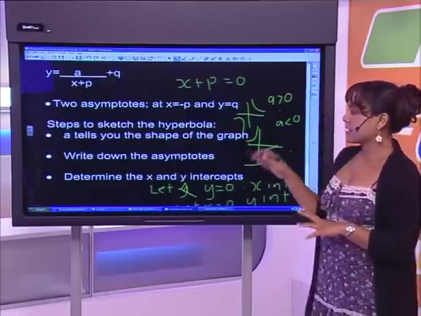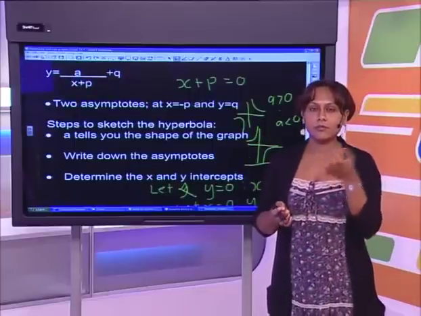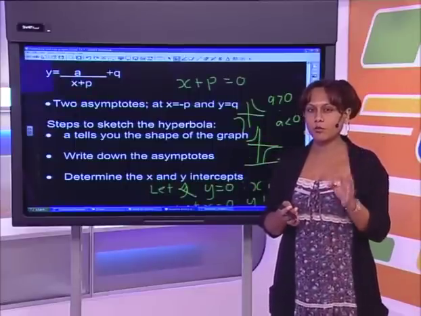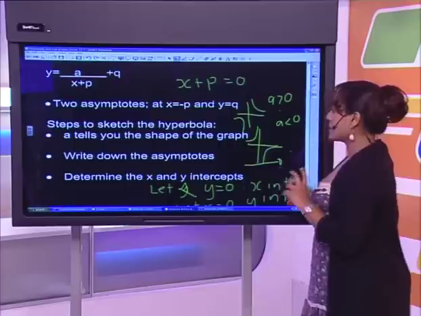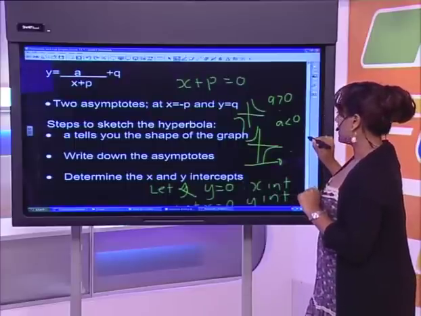You then have to write down the asymptotes. Once again, that's given by x is equal to minus p and y is equal to q. And lastly, you determine the x and the y-intercepts.